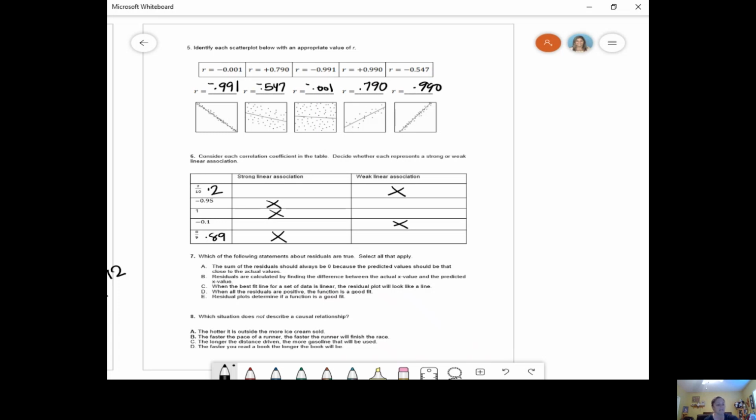All right, number 7. I know that this one is very similar to the one that's on the test, which is: the following statements about residuals are true. Select all that apply. So that would be A and E. Residual plots determine if a function is a good fit, and the sum of the residuals should be about 0. All right, number 8, which situation does not describe a causal relationship? That would be D. Okay.